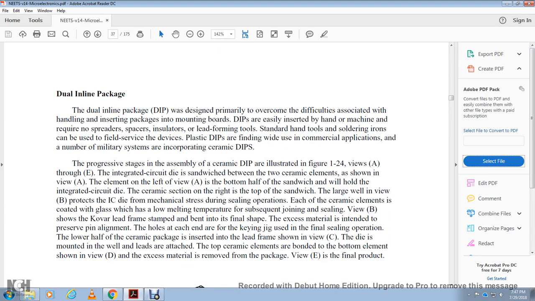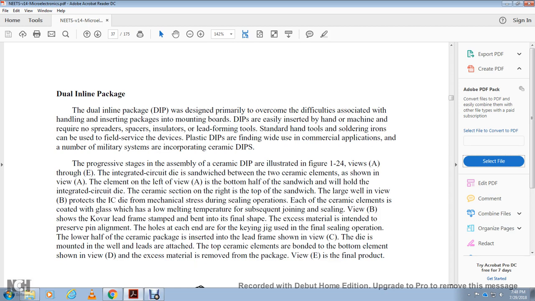Progressive stages of assembly in a ceramic dual inline package are shown in Figure 124, views A through E. The integrated circuit die is sandwiched between two ceramic elements. In view A, the element on the left, the bottom half of the sandwich, holds the integrated circuit die, and the ceramic section on the right is the top half of the sandwich. In view B, the first integrated circuit die is held in place during the sealing operation of each of the ceramic elements, coated with glass below melting temperature, subsequent to joining and securing.